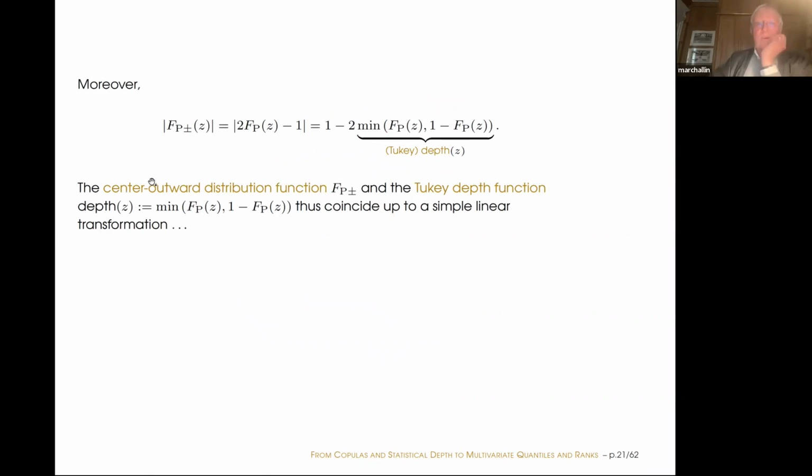Now, if you look at this absolute value here, it can also be written as 1 minus 2 times the minimum between fz and 1 minus fz. And for those of you who know the definition of the Tukey depth, this minimum here is exactly the Tukey depth computed at z in the univariate case. So the center outward distribution function and the Tukey depth function are intimately related, and they coincide up to a simple linear transformation.